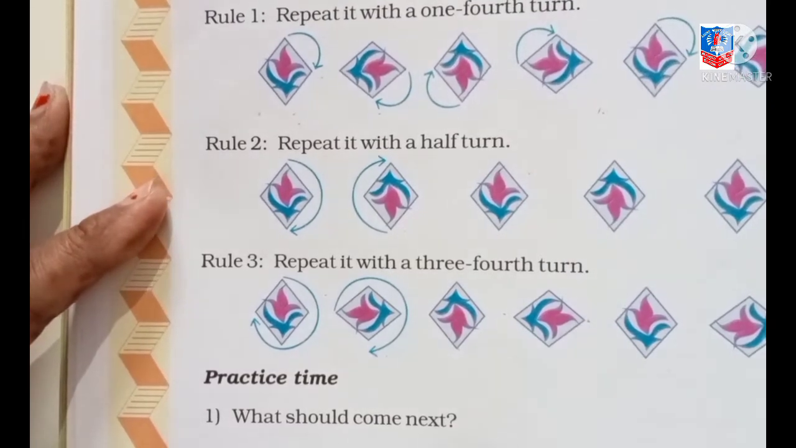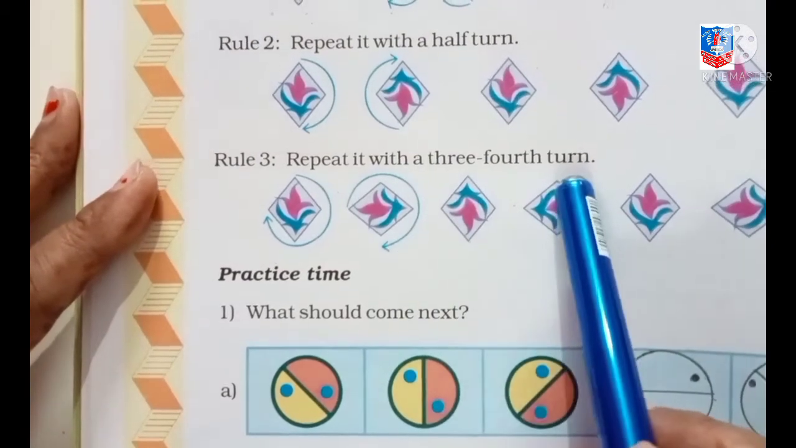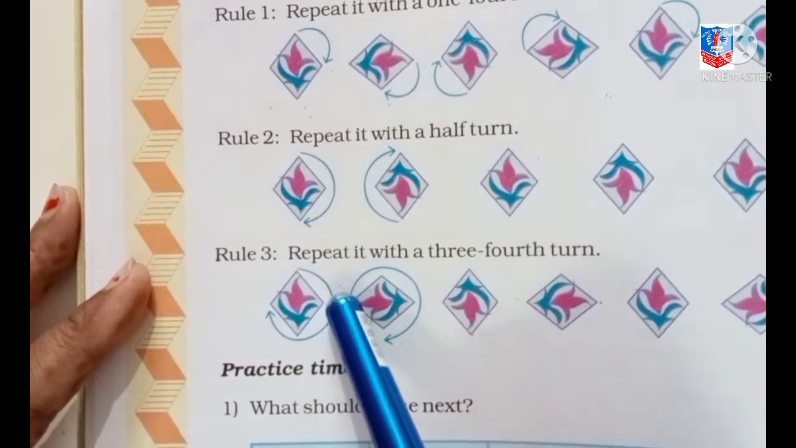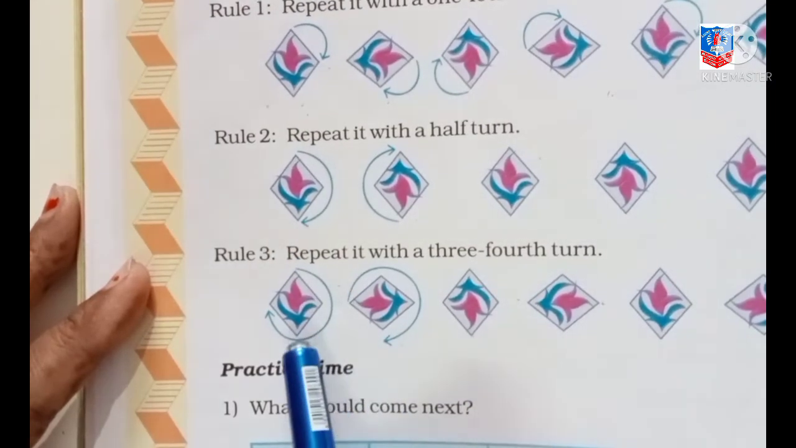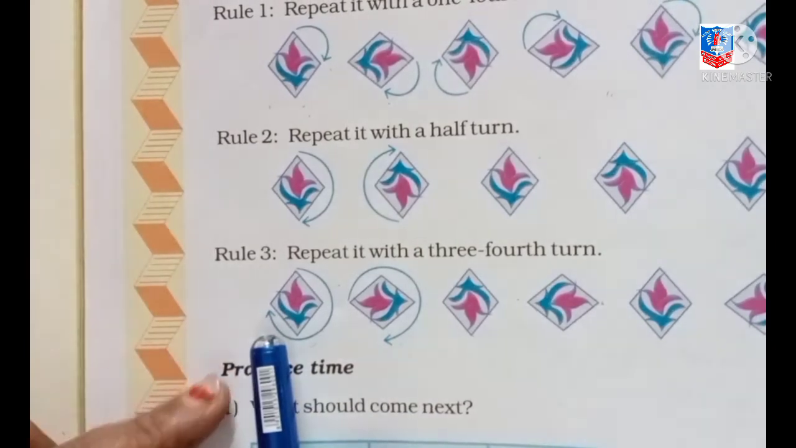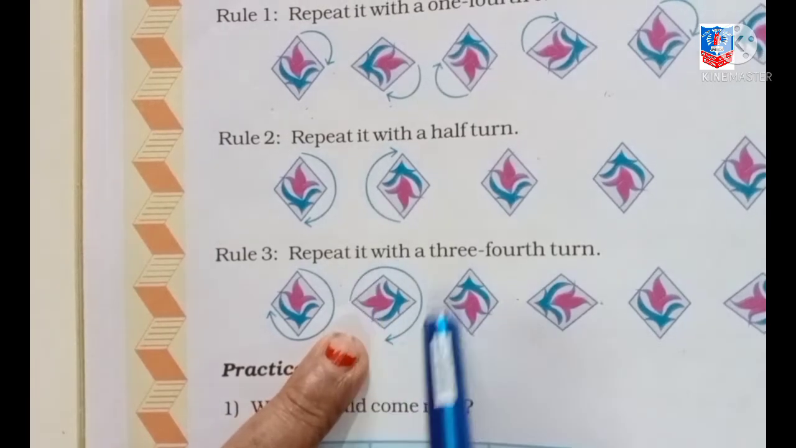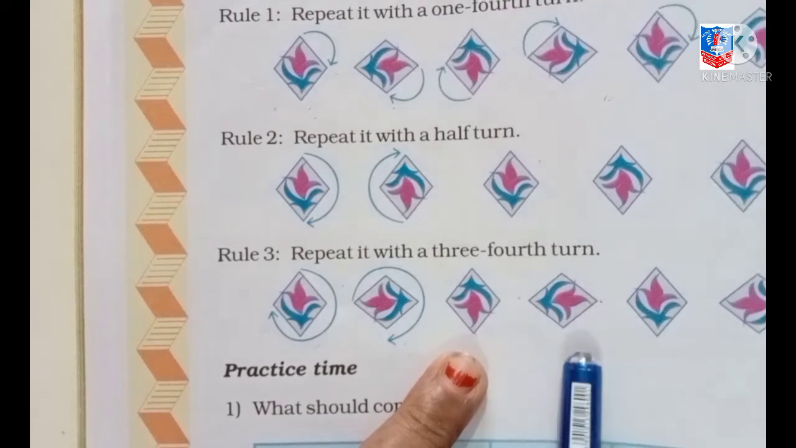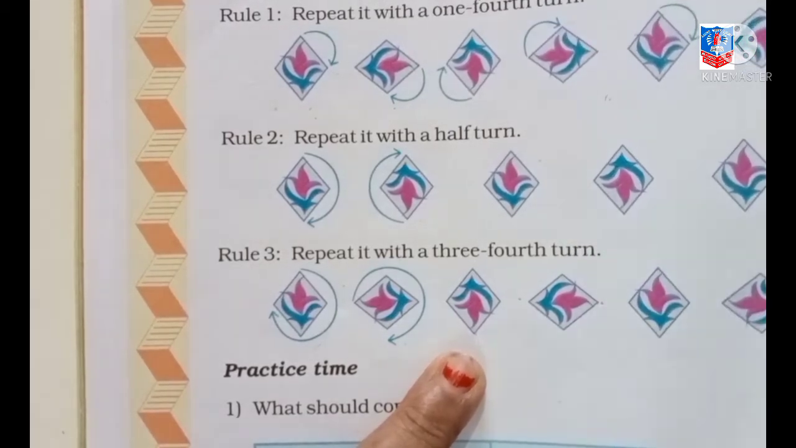Next is the third rule. Repeat it with a 3/4 turn. Now see the 3/4 turn. A 3/4 turn means this is a 1/4 turn, a quarter turn, a half turn, then a 3/4 turn. Now see, after a 3/4 turn, the figure will look like this way. Again a 3/4 turn, then it will look like this way. Again a 3/4 turn, then 3/4 turn, 3/4 turn. Understood?